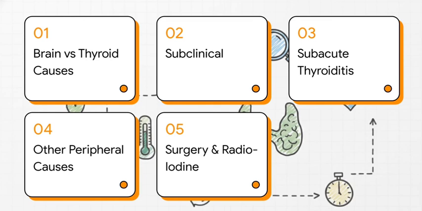Here is our roadmap for today. We'll kick things off by separating brain versus thyroid causes. Then, we'll move into subclinical cases, where, believe it or not, no treatment is needed. Tackle the painful exception of subacute thyroiditis, outline the standard protocol for other peripheral causes, and finally, look at surgery and radioiodine as absolute last resorts.